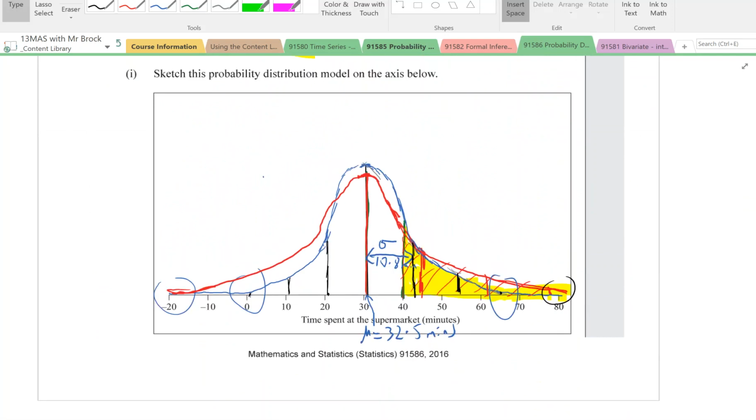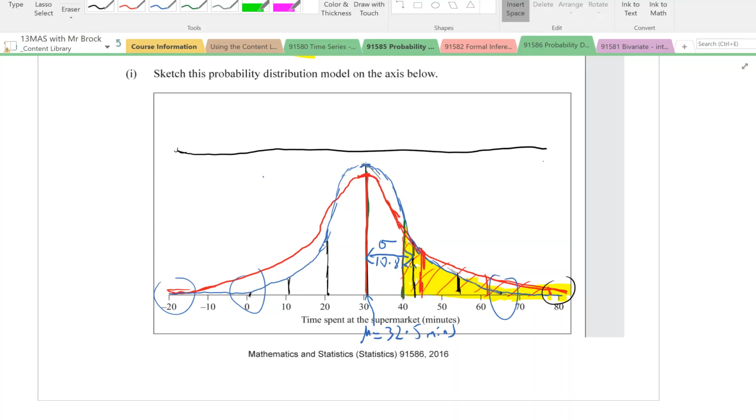I'd like you to pause the video and think about the last time you went shopping at Countdown or New World or Pack and Save, and think about what you would expect. How long do you normally take in the supermarket? How long do your parents take? How long do other people take? So think about how that distribution might actually look. Think about some things that it might depend on as well. So just pause the video, have a think about it, and on a bit of paper please sketch what you think that distribution would look like.